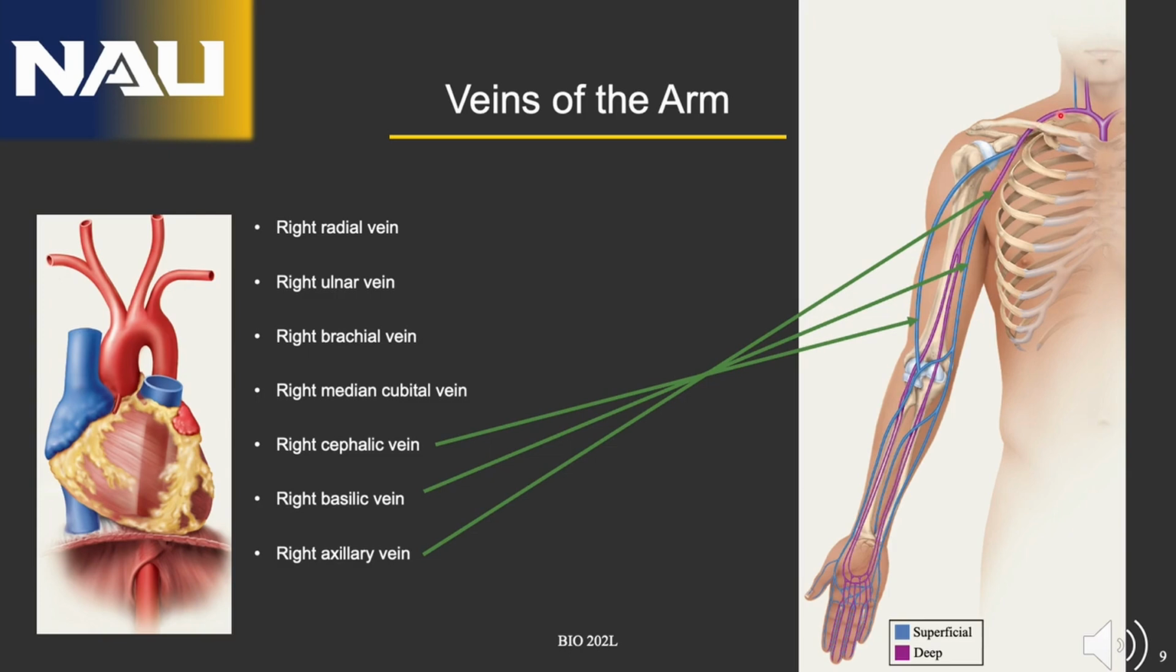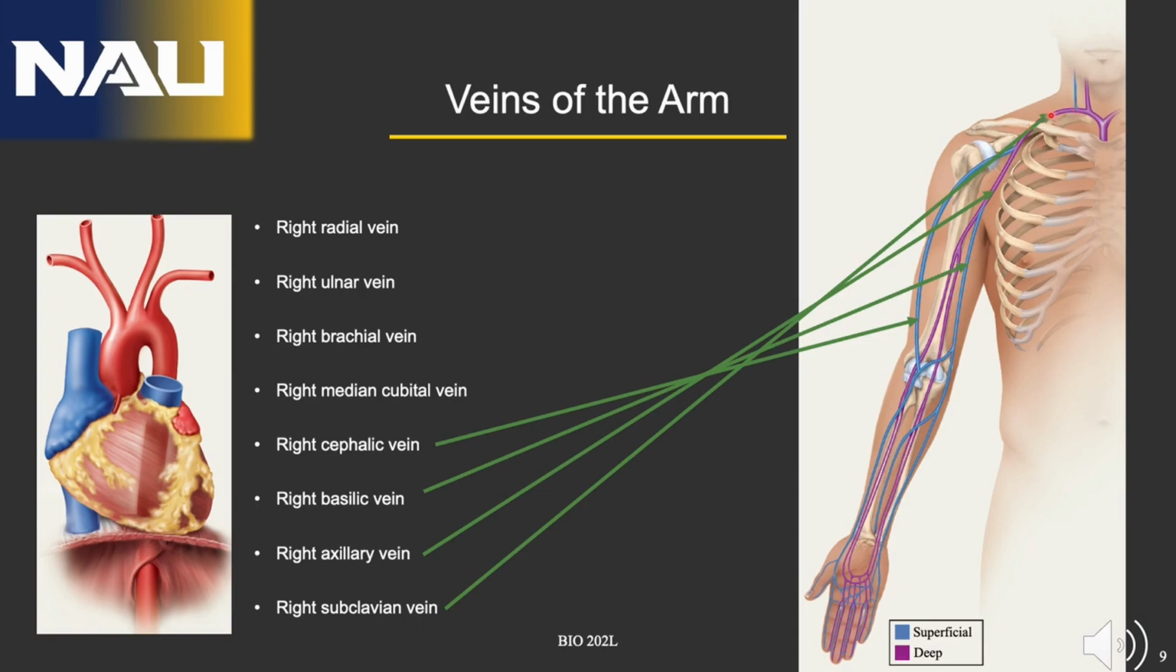Branching off the axillary vein is the right cephalic vein. The cephalic vein is a major superficial vein that runs along the lateral aspect of the arm and empties into the axillary vein. As we move forward up, the axillary vein becomes the right subclavian vein as it passes under the clavicle. The subclavian vein plays a critical role in draining blood from the upper limb.